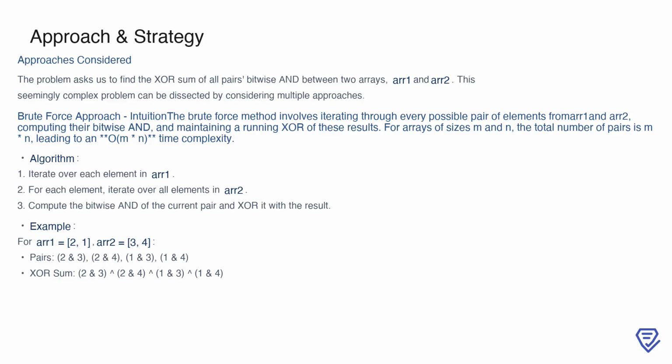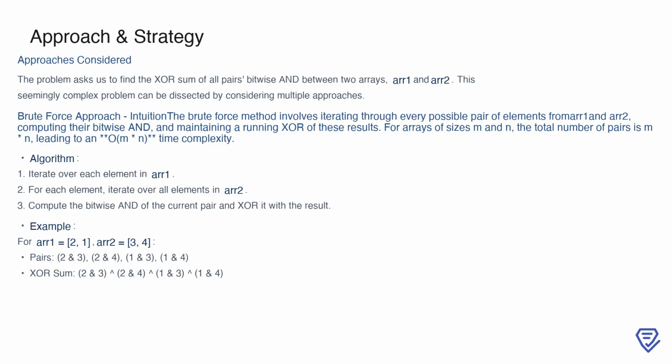While this approach is conceptually easy, it involves a nested iteration across both arrays. For arrays of sizes m and n, this results in m multiplied by n pairs, leading to a time complexity of O(m*n). Let's break this algorithm down step by step.